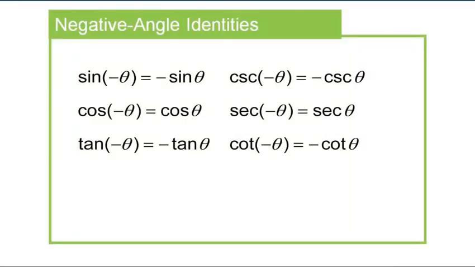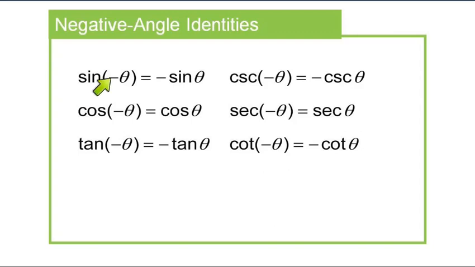And here they are. These are the negative angle identities. We see that the sine of a negative angle is equal to negative sine of the positive angle. And the same thing for cosecant. And we see that cosine of a negative angle is equal to the cosine of the positive angle. And the same thing for secant. And then tangent of a negative angle is equal to the negative tangent of a positive angle. And the same thing for cotangent.